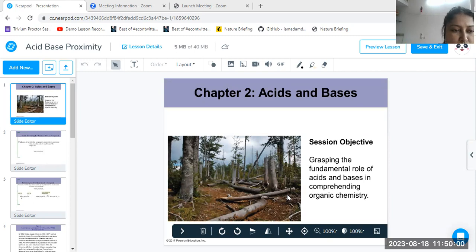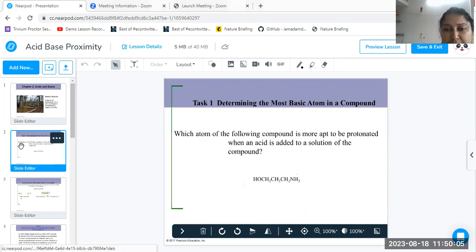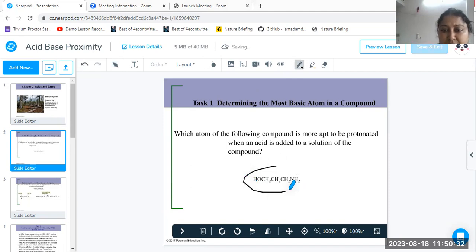And let's do a quick review based on what we have learned. Again, let me reiterate, today's session objective is to gain further understanding of acids and bases and how they play a role in organic chemistry. So the first task is you have to determine the most basic atom in the compound. So this is a compound below, and you have to tell me which one would be the most basic atom.